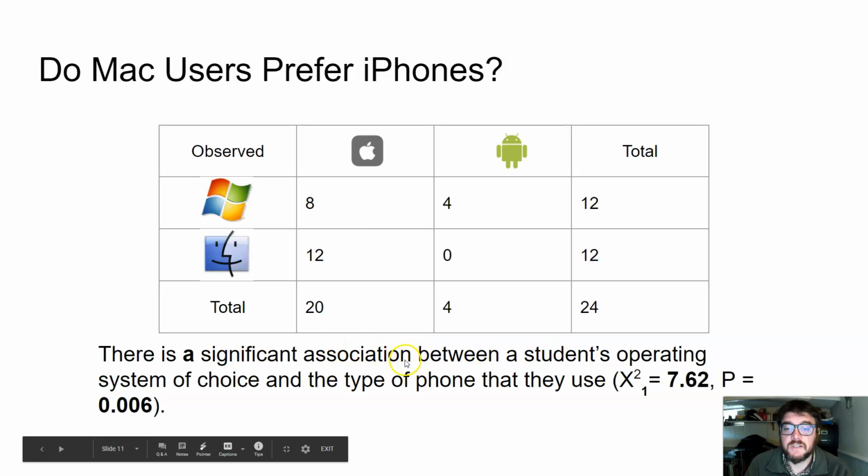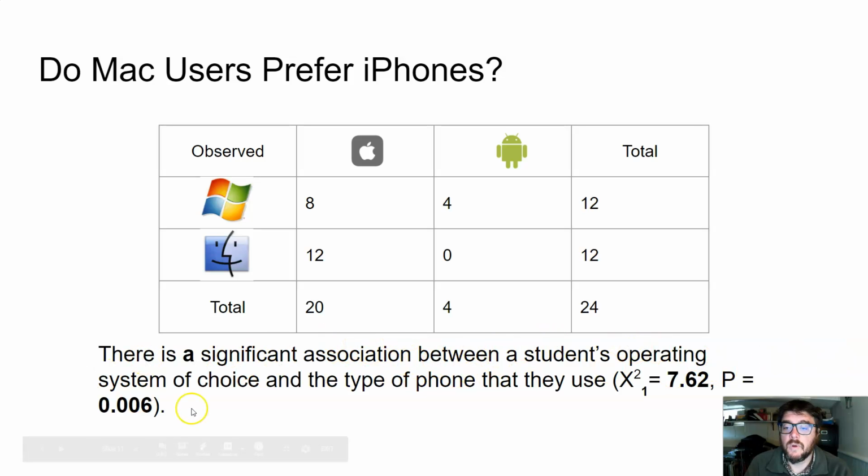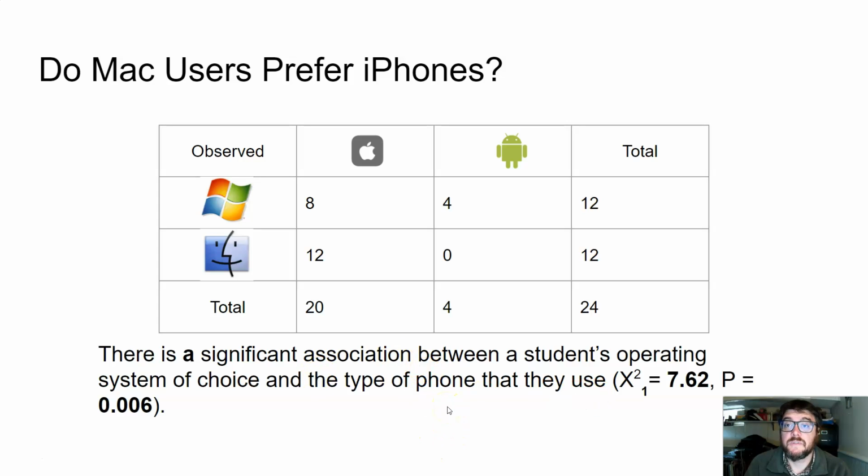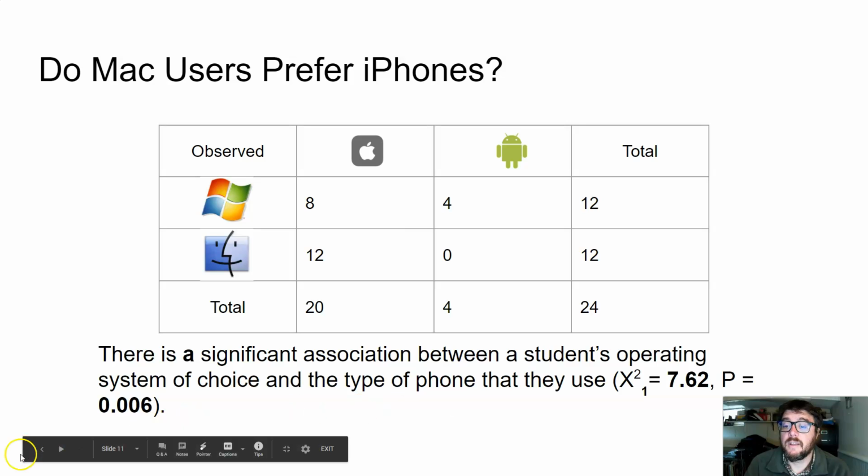So significant association, chi-square test, one variable and the other variable. And that's how you report a chi-square test of independence. And that is it for this lecture.